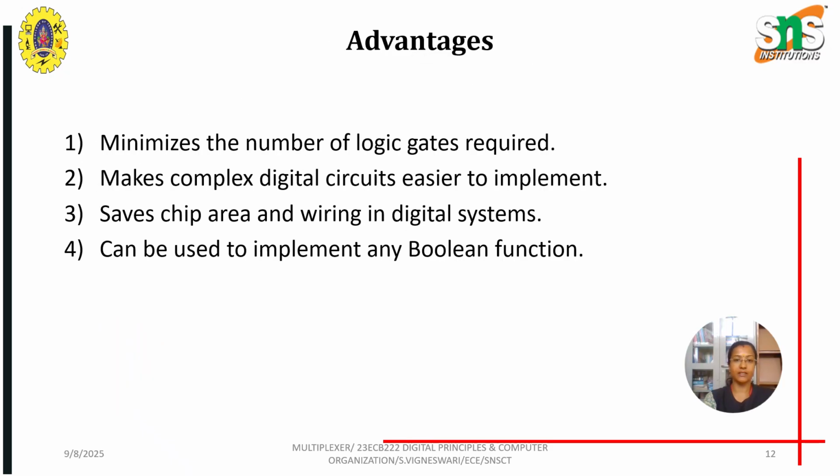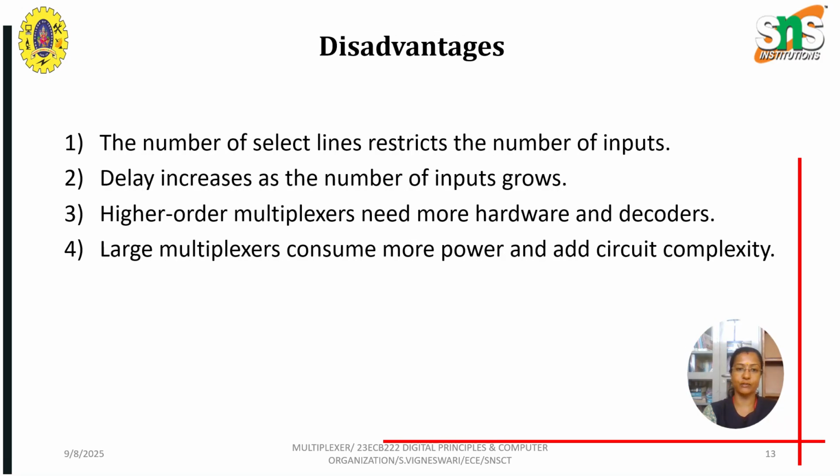Advantages of multiplexer. A multiplexer has good efficiency compared to other combinational logic circuits. It can also be referred to as a data selector. The circuit is easier to implement using basic gates, where it reduces the chip area and wiring. It is efficient and flexible, and can be used for implementing any Boolean function.